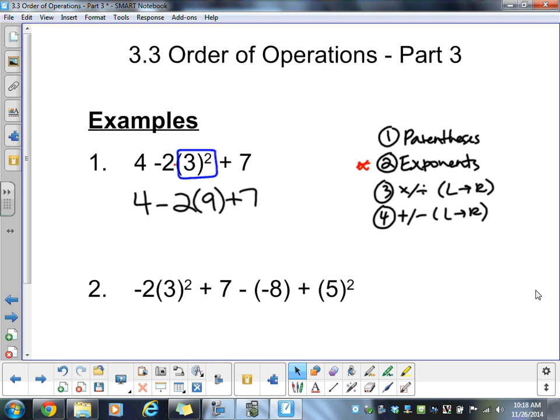We did that step. Now we're on the multiply and divide from left to right. In this problem, there's only one part where there's multiplication, and that's the 2 times 9. So I'm going to write down my 4 and the minus. 2 times 9 is 18. And then I have my plus 7 waiting patiently at the end.